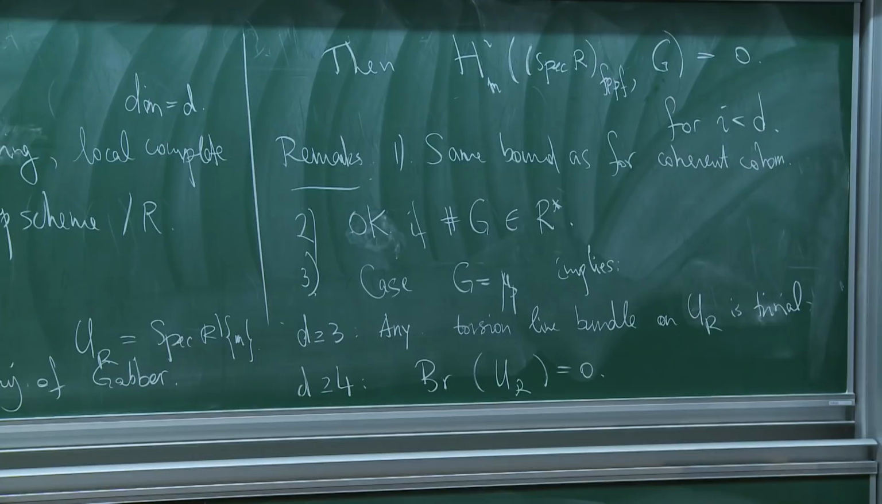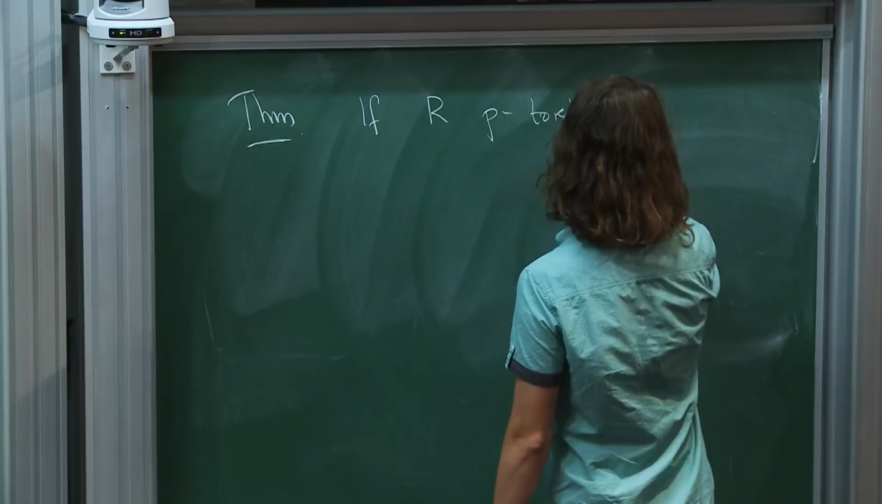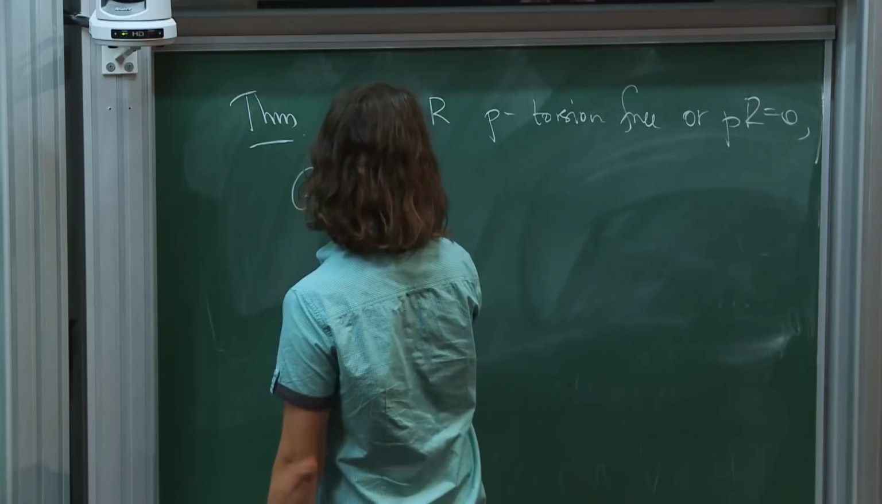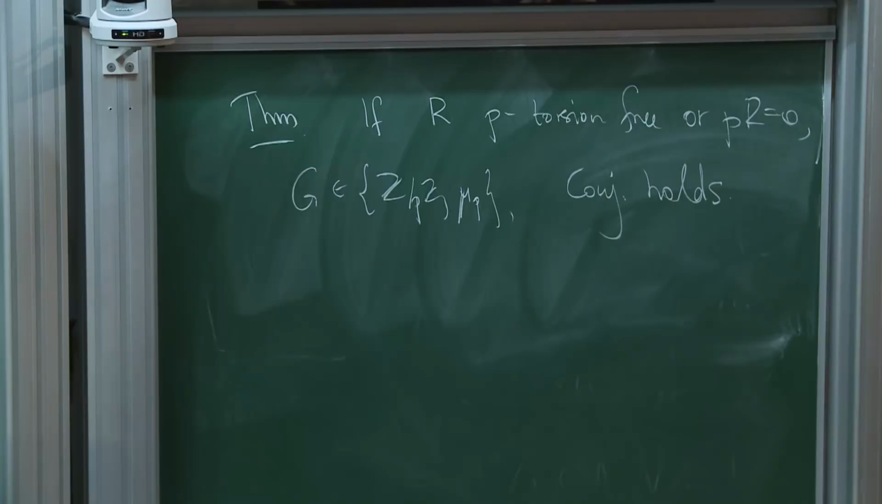OK, so our theorem is that if R is either p-torsion free or p^r is equal to 0, so we have characteristic p, and G is either Z/pZ or mu_p, then the conjecture holds. OK. Let me stop here.